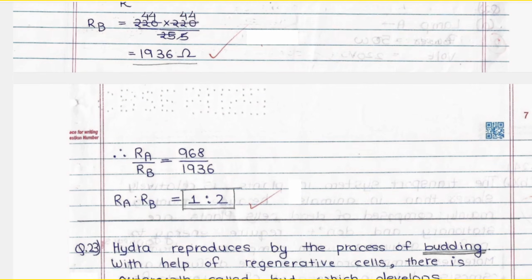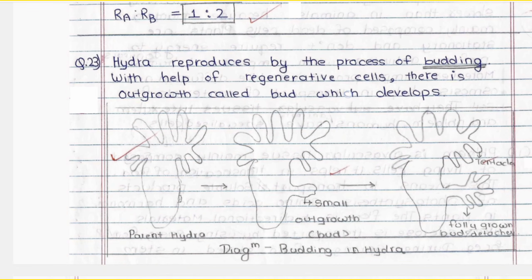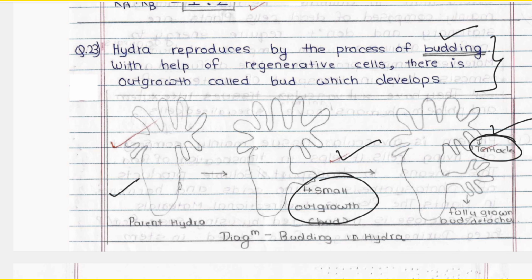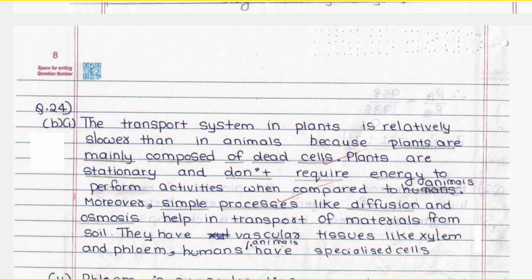Even in the next numerical you can see the same. Next, see, a few questions require a diagram also, like budding. Here they have described it, and then they have drawn a clear diagram with labels. See how they have written the labeled diagram.